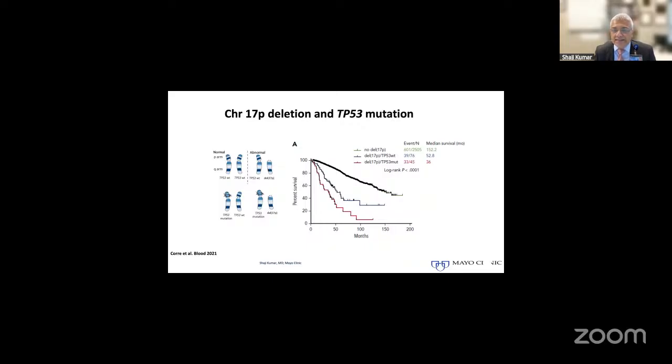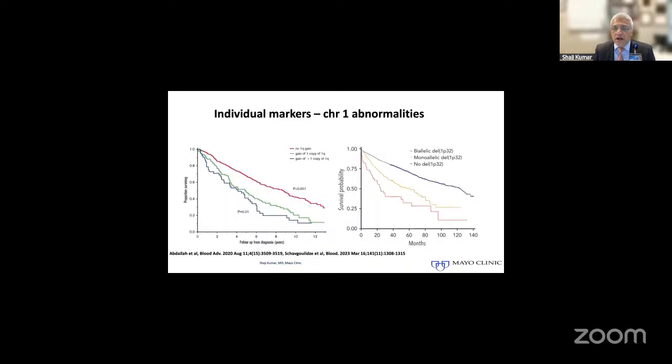So one of the best examples is the chromosome 17p deletion, which is the TP53 gene that is present on the short arm of chromosome 17. And you can see that when you have a deletion, then your outcomes are poor. And if you have mutation of the remaining allele, then your outcomes are even worse.